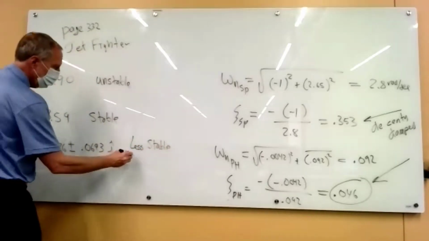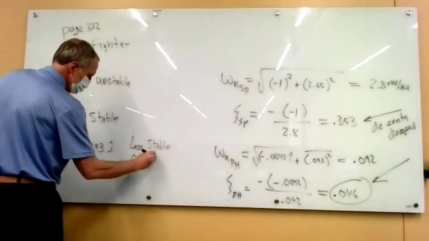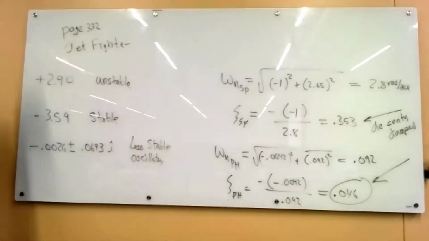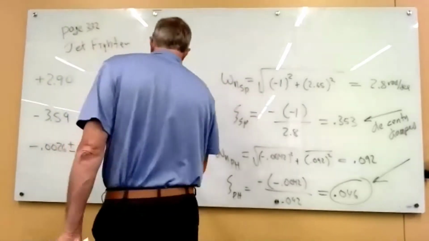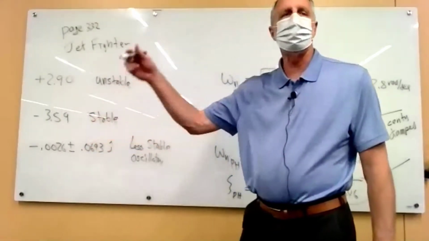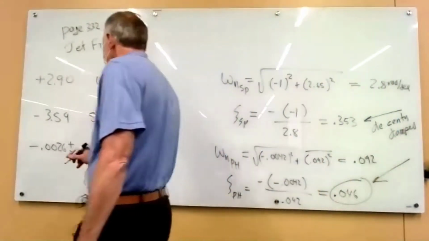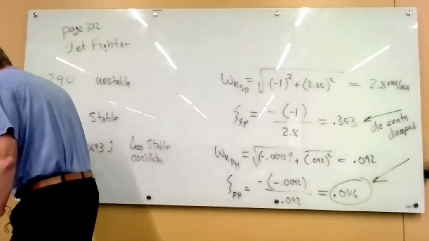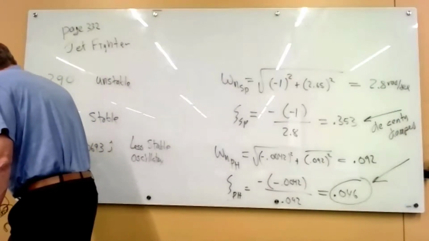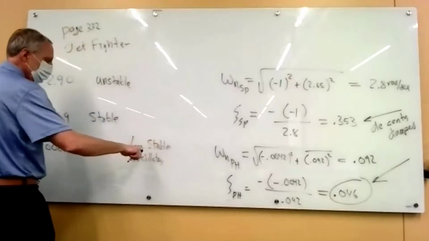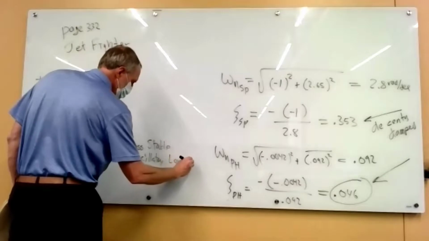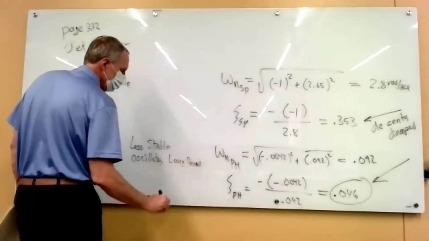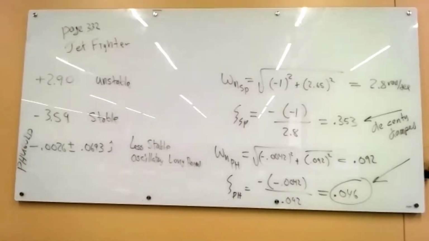And this has a frequency, so it's oscillatory because of that imaginary part. And it's a low frequency compared to the numbers that we saw before, right? It's kind of on the same order of magnitude frequency-wise as the phugoid mode. So we would probably call this the phugoid. Why? Because it's lightly damped and it's oscillatory with a long period. So it's not a short period. So we classify it as long period.